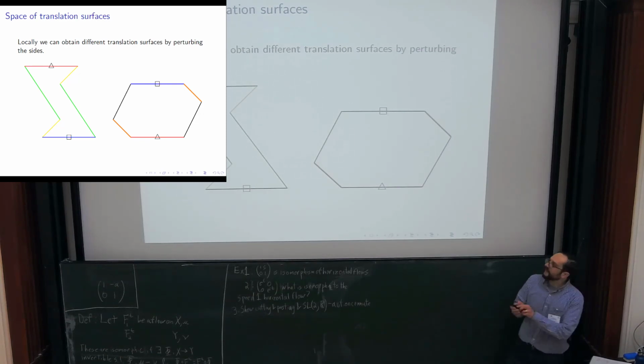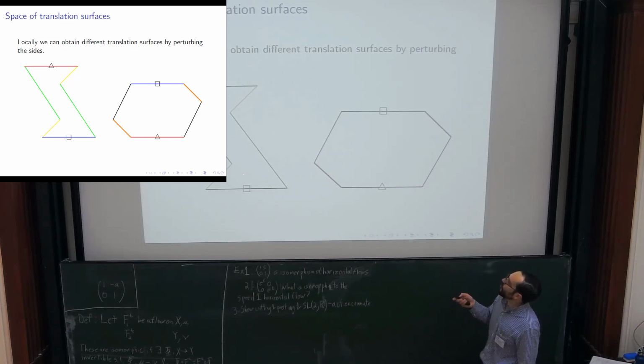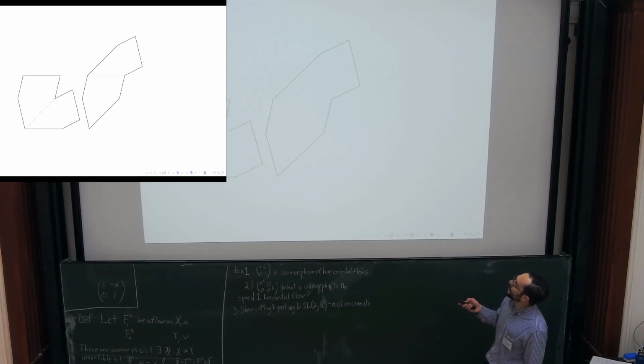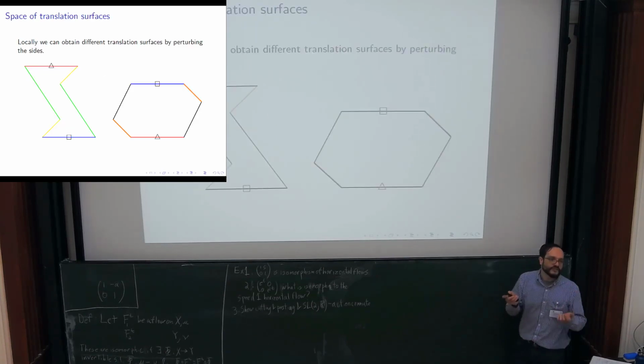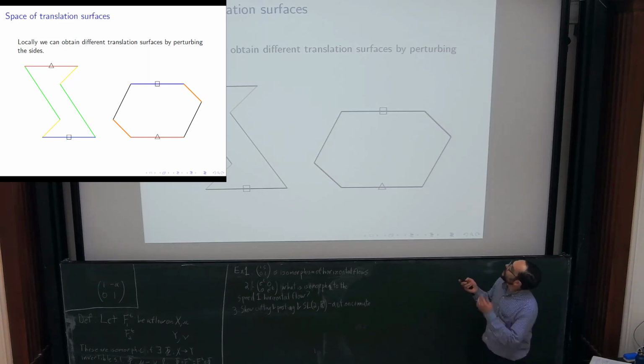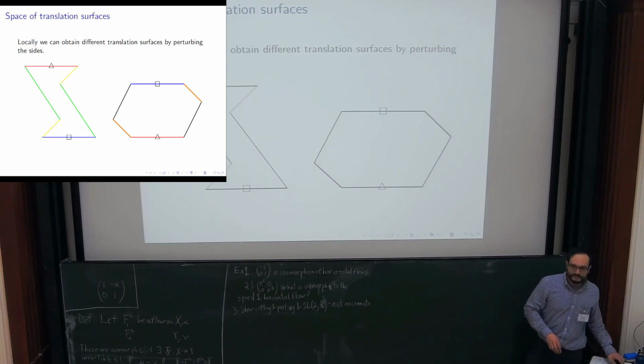So in this case, it turns out that you have 2 cone points with angle 4 pi each, and in this case, you have 1 cone point of angle 6 pi. It turns out that they're both genus 2 surfaces. Right? So that's a stratum of translation surfaces. So stratification is just a fancy way of saying the space is divided into subsets. Yeah, exactly.